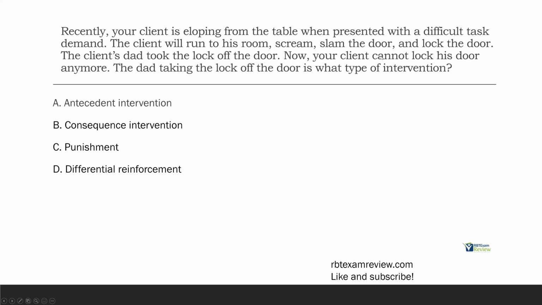We don't know exactly how they respond right when he does all this stuff, this behavior. It's not punishment. We don't know how the future behavior reacts, right? And it's not a consequence. And it's not differential reinforcement. We're not teaching a replacement behavior and we're not delivering reinforcement, right? There is no consequence. All we know is the antecedent intervention. The antecedent intervention is because the client's dad took the lock off the door, preventing the client from locking his door. Preventative measures are antecedent interventions. Reactive measures are consequence interventions.